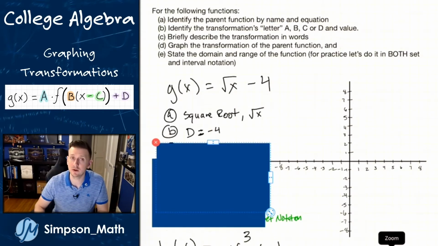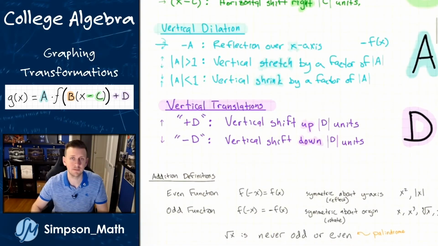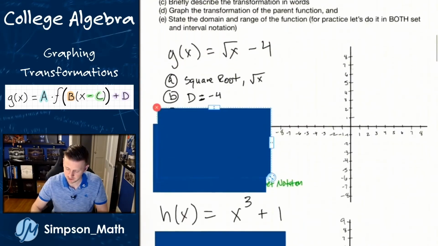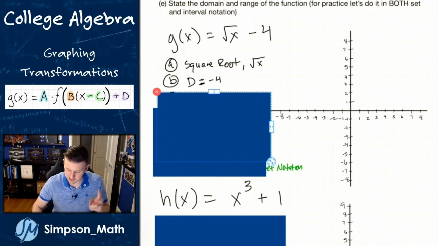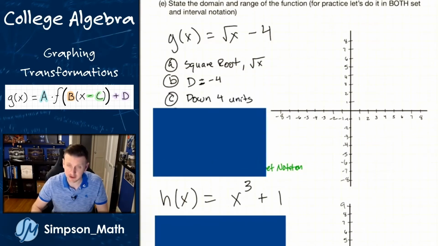So now in words, what's happening? If we go back up and look at the notes that I have right here, if d is negative, if it's a minus d, we're going to go down d units, or down the absolute value of d units. So we're going to go down d units. So let's graph this.